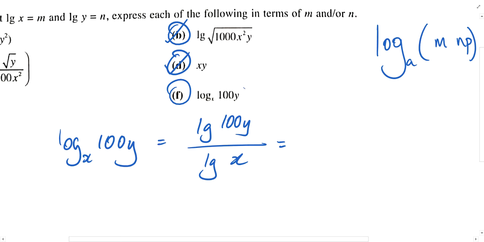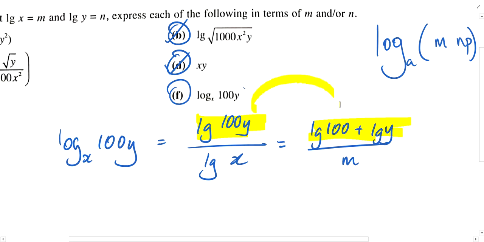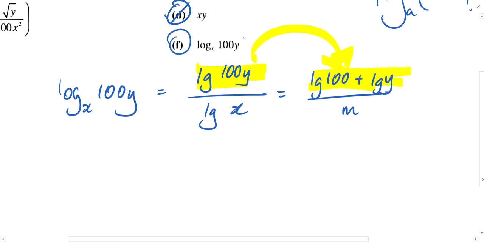Log x, we already have them. Denominator is simply m. Numerator, log 100y. What can we do with the 100y? Log 100 plus log y. Yes, you have to be very certain about these two, how you go from one side to the other. Then you see log 100, you should be very happy because that gives us 2 plus log y, which is n, right? So it is (2 plus n) over m. Can?